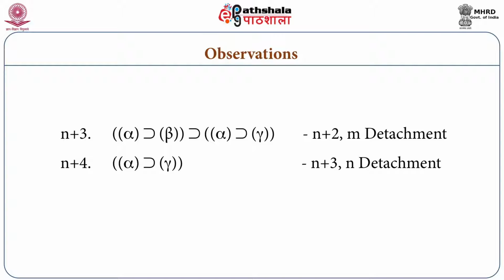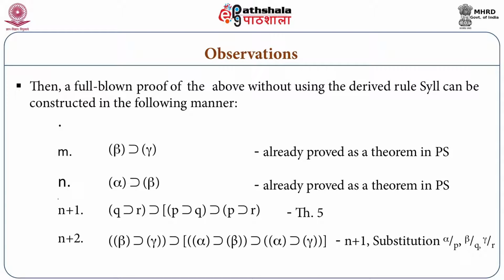We will again apply the detachment rule. Let us go up and look at step number n. So step number n has already been proved. Now this step n is the antecedent of step number n plus 1. So if we apply the detachment, then we get the next step, which is alpha implies gamma. What we just did is that a meta proof can be given for those derived rules.